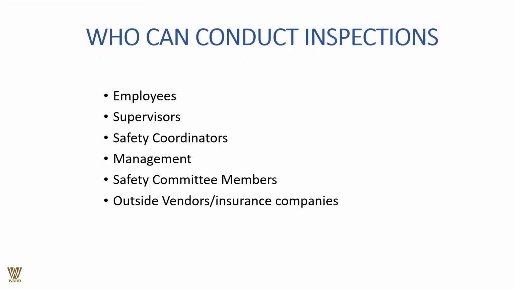Let us understand who is responsible for the inspection, who is authorized for inspection. Anyone and everyone can perform the inspection, be it employees, supervisors, safety coordinators, the management, the safety committee members, outside vendors, and insurance companies. So, anyone performing inspection should be trained on how to conduct those inspections. Daily, all employees should make a visual inspection of their workplace prior to beginning the work. Supervisors, safety coordinators, management personnel, as a part of their daily work routine, should make continuous visual inspection and take corrective action to address any unsafe acts or unsafe conditions.